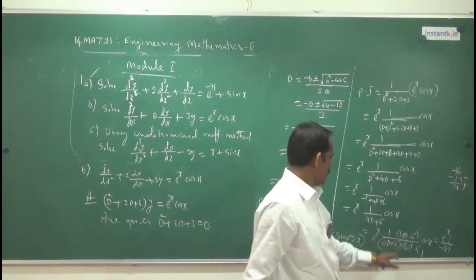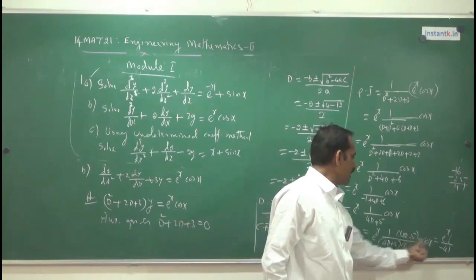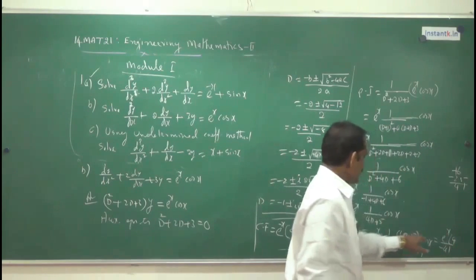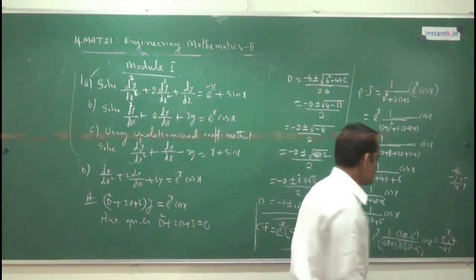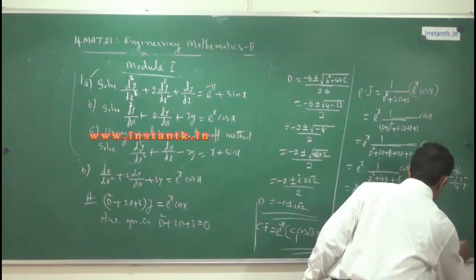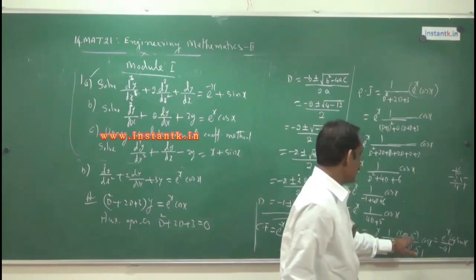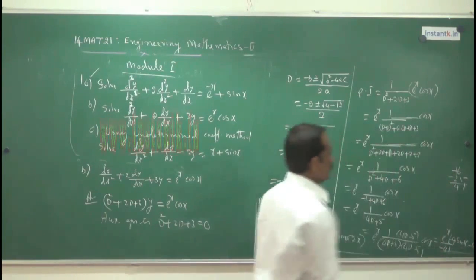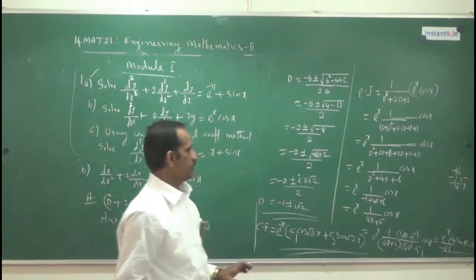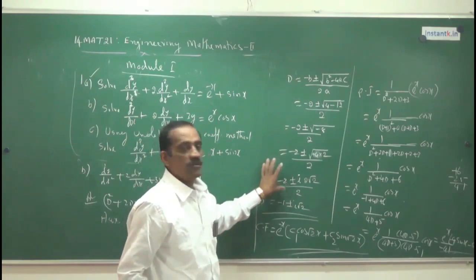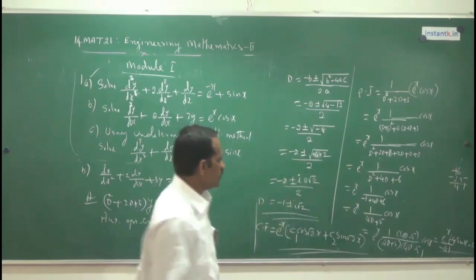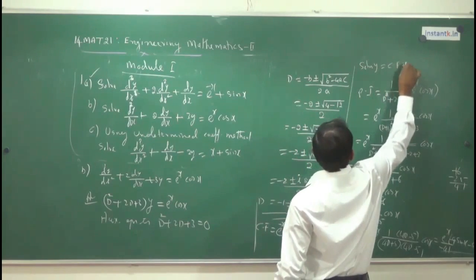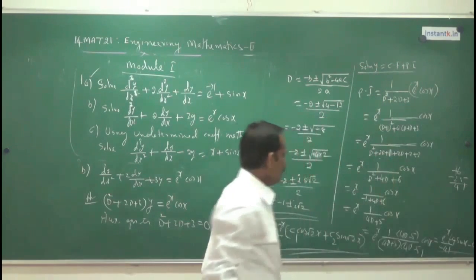This much. Then numerator 4d minus 5 into cos x. That is 4 into derivative of cos x. Derivative of cos x is minus sin x. Right? Next, minus 5 into cos x. So this is the particular integral. Now what is the complete solution? CF plus PI. So the solution is y is equal to CF plus PI. Like that you have to find.